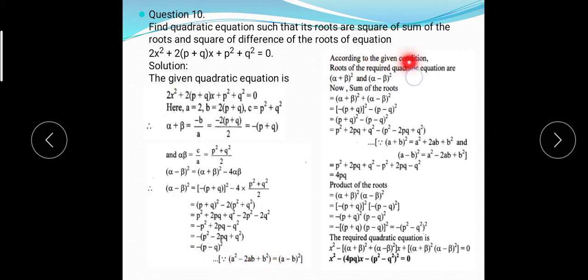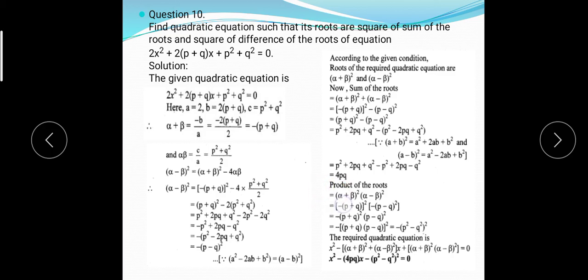Now according to the given condition, the roots of the required quadratic equation are the square of the sum of the roots and the square of the difference of the roots. Now alpha plus beta whole square plus alpha minus beta whole square. Now substitute the values. What is alpha plus beta? It is minus (p plus q) whole square. What is alpha minus beta? We calculated just here, it is minus (p minus q) whole square. So after calculating this by using this identity, what will you get? You will get p square plus 2pq plus q square minus p square. This minus minus becomes 2pq, this minus into minus becomes plus, and minus q square.